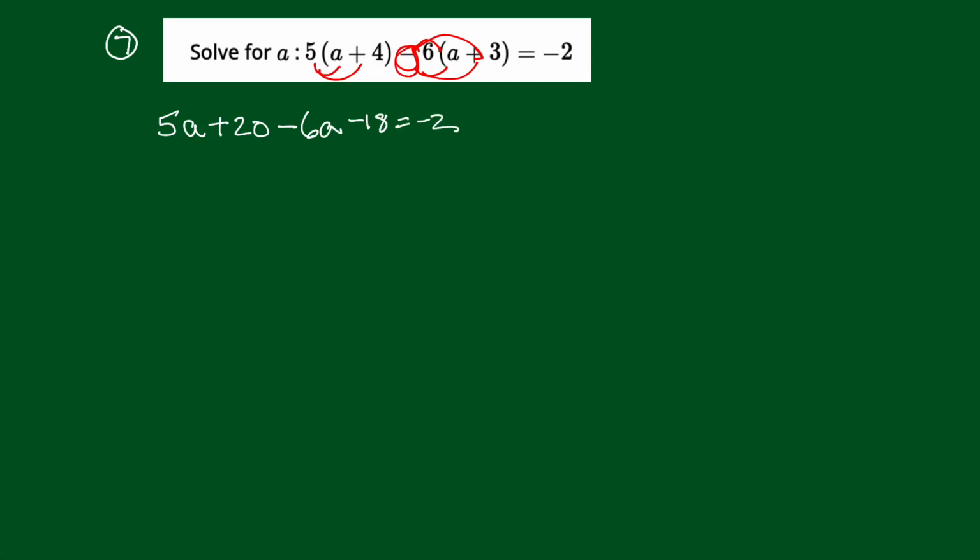Let's combine terms on the left side. 5a minus 6a is negative a, negative 1a. Don't need to write the 1, negative 1a. And then 20 minus 18 is plus 2. That's all equal to negative 2. Now we're almost there. I've got negative a plus 2 on the left.